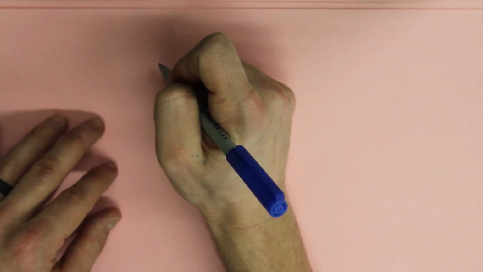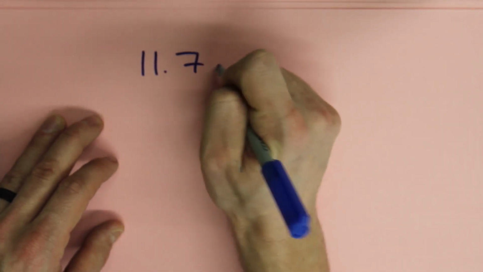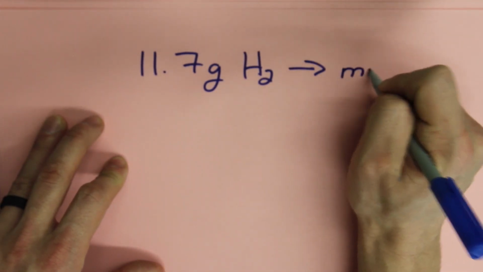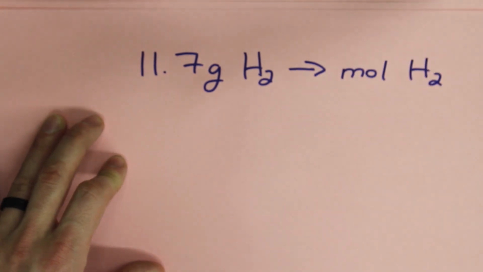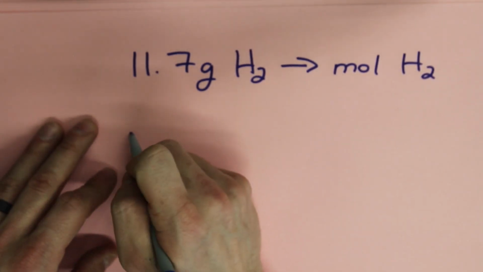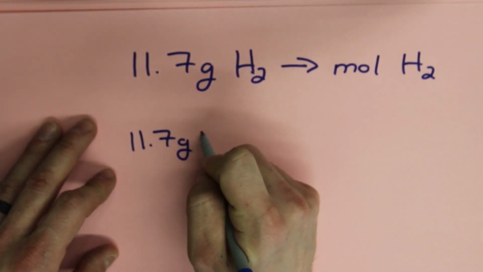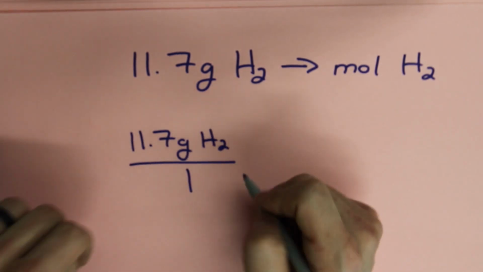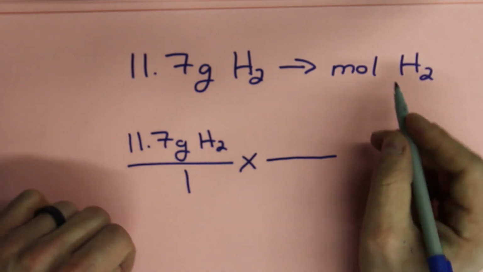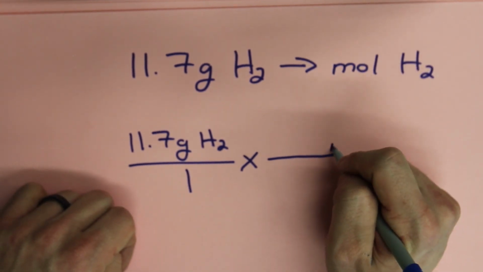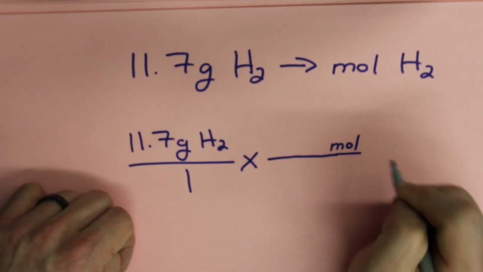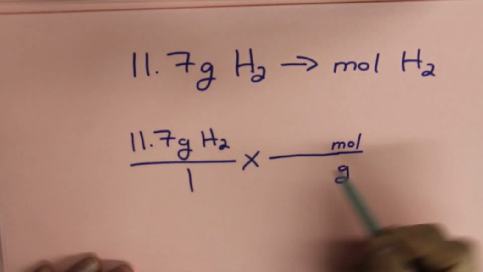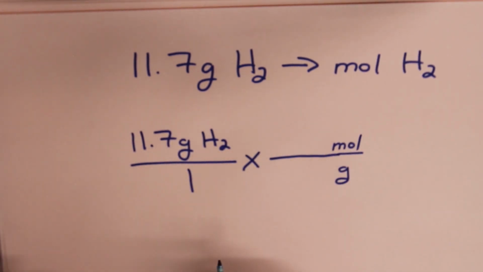So to start off, say we are given 11.7 grams of diatomic hydrogen or hydrogen gas, and we want to go to moles of diatomic hydrogen. So as always, we take what we're given, 11.7 grams of hydrogen, and we put that over 1. After that, we want to get to our moles. So we're going to write that on top because that's what we overall want to get to, and then grams go on the bottom. Grams go on the bottom because overall we want grams to cancel out, but we're not going to cancel them just yet.